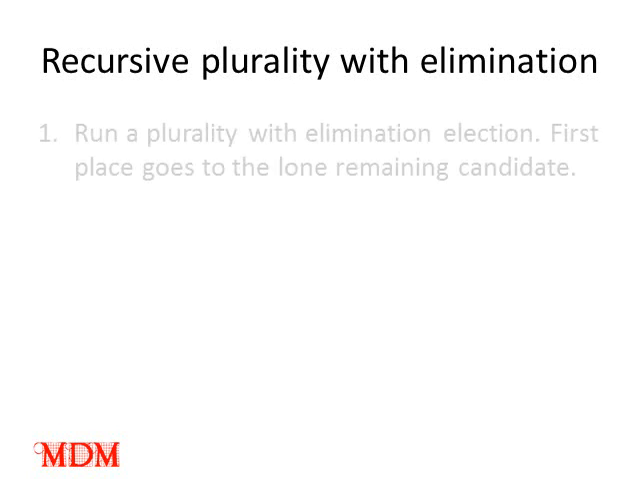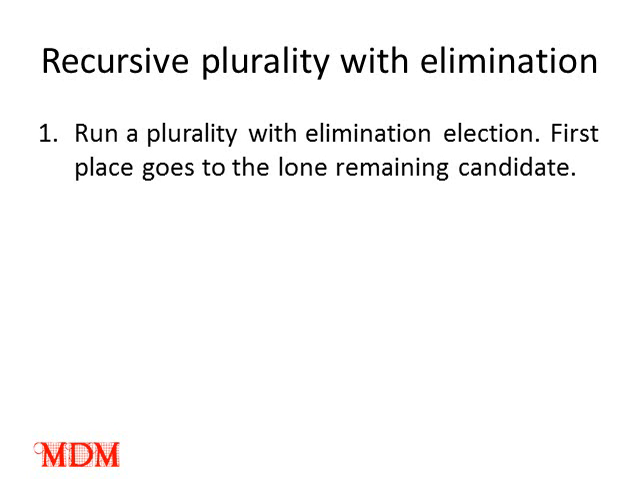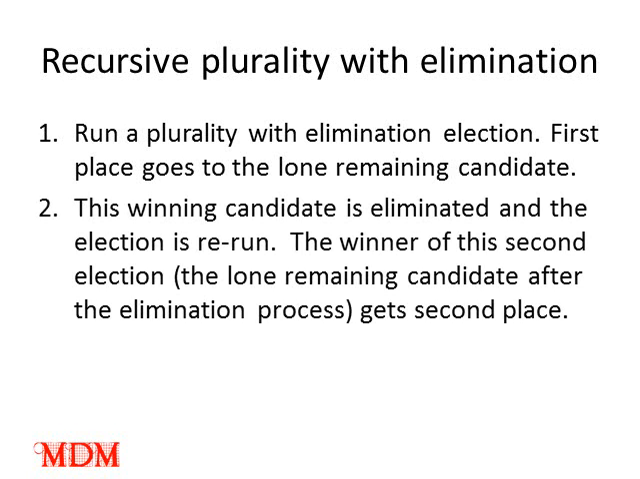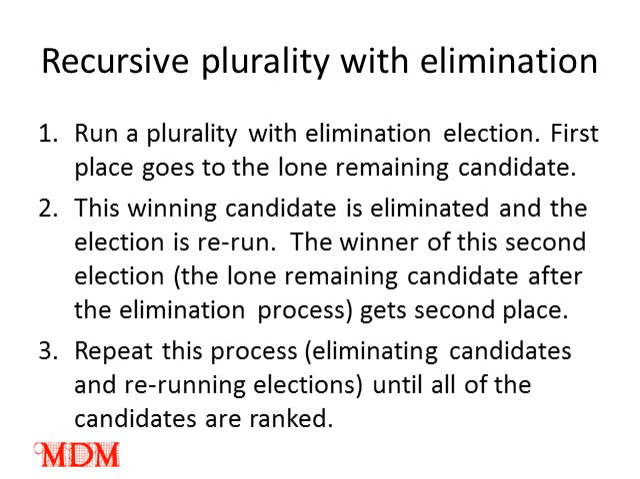For recursive plurality with elimination, you'll follow the same steps. Run a plurality with elimination election. First place goes to the lone remaining candidate. This winning candidate is eliminated and the election is rerun. The winner of the second election, the lone remaining candidate after the elimination process, gets second place. And we repeat this process, eliminating candidates and rerunning elections until all of the candidates are ranked.